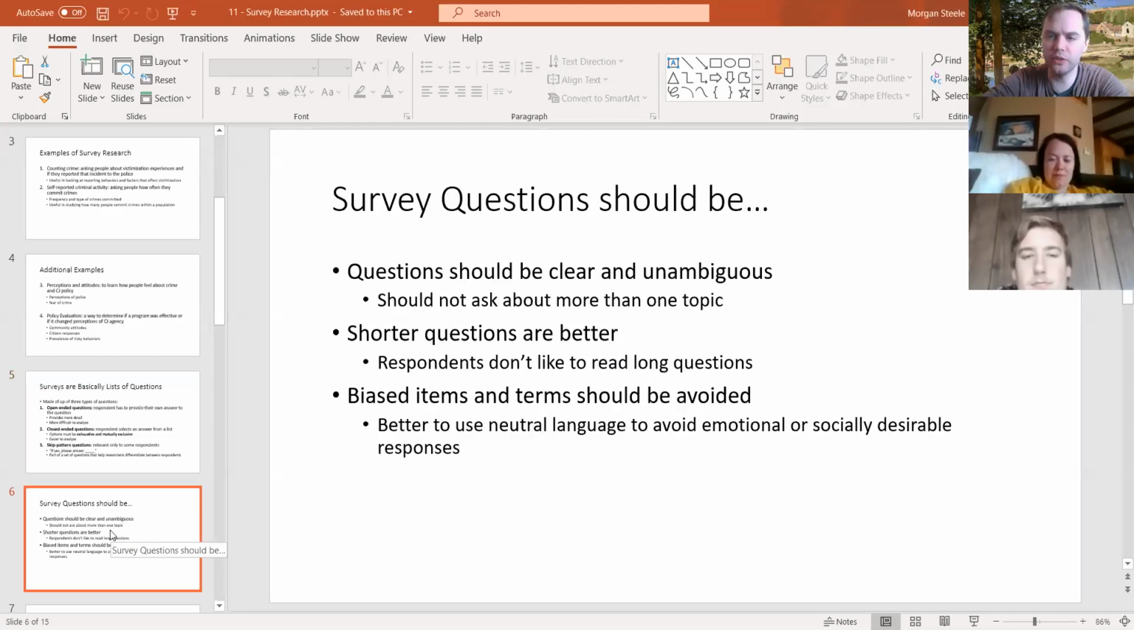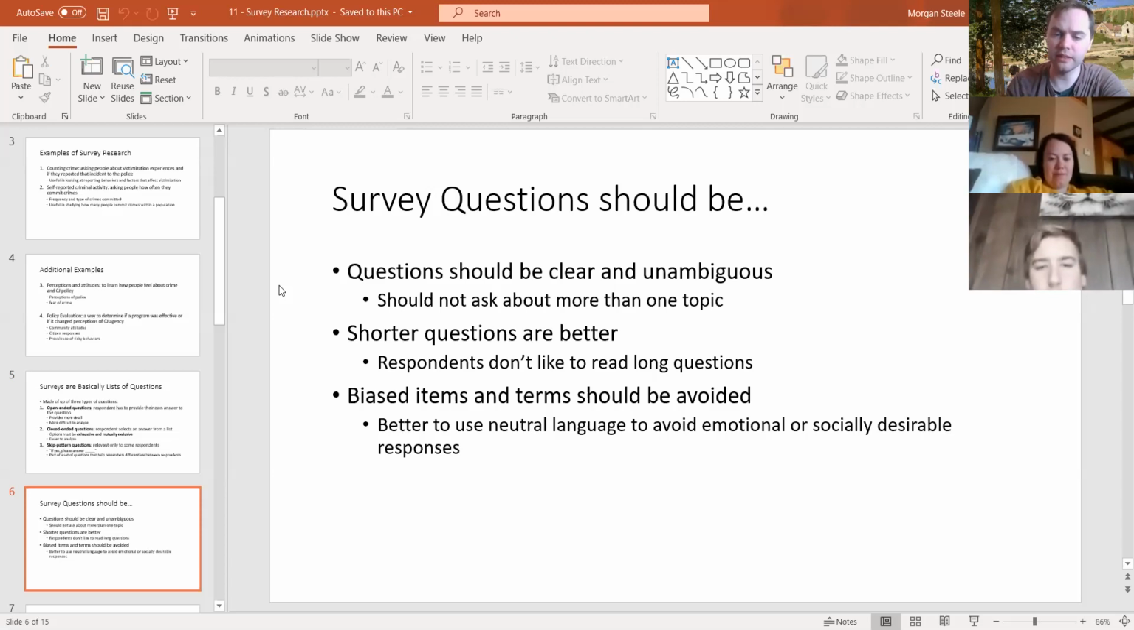So something that you guys need to be familiar with, particularly if you are looking at using a survey for your experiment proposal, is that your questions themselves should be clear and unambiguous. You don't ask a question about more than one topic. You keep it very short and focused. The shorter the question is, the better, mainly because you don't like to read long questions. You don't want to have to read a paragraph to figure out what the survey is asking.